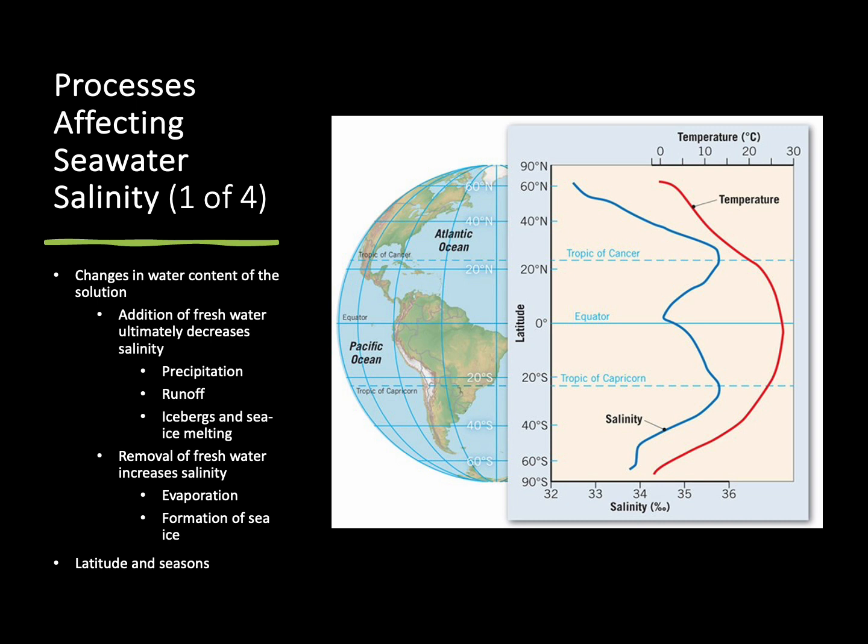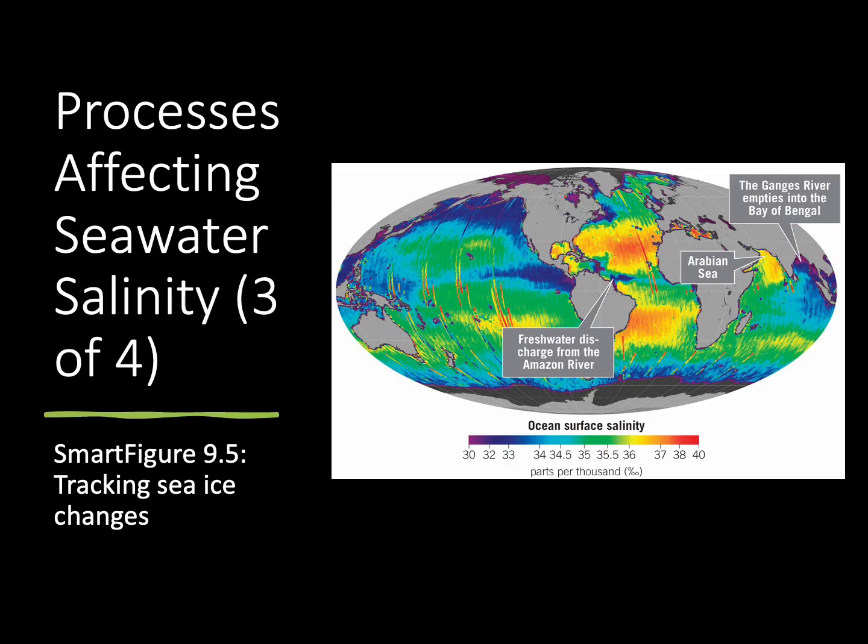But overall, we're going to see that the exact salinity of a location is going to change based on its seasons. And we're going to see that salinity will also change based on its latitude. This image is just showing us how salinity actually differs on our planet, where we see that our cooler colors, our purples and our blues, are lower salinity.